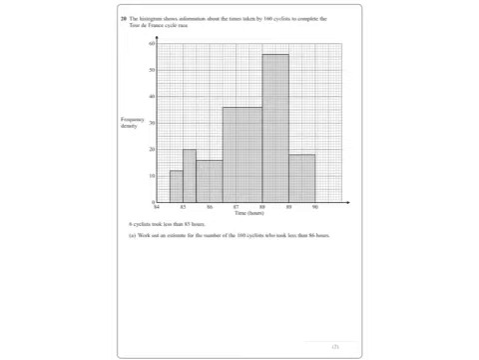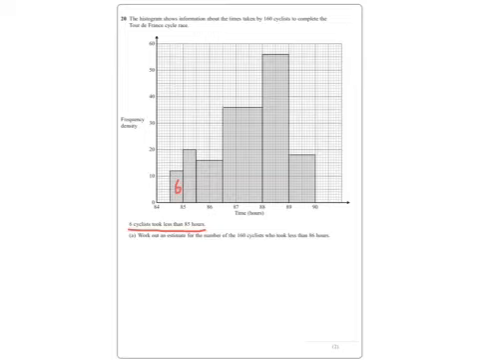Right, okay, we've got a histogram here showing the time taken by 160 cyclists to complete the Tour de France cycle race, and it says 6 cyclists took less than 85 hours. So that's what it says. To be honest, we don't really need that bit of information because the height is 12 and the width of the group is a half, isn't it? Half an hour.